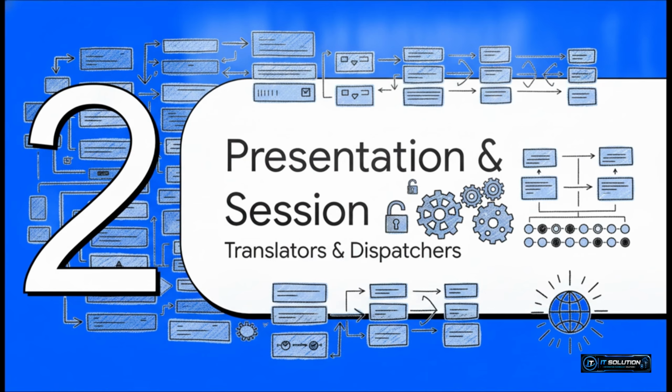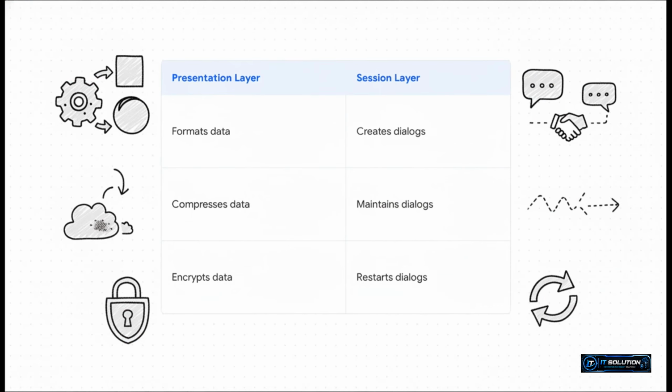Moving right along to Section 2, Presentation and Session Layers, the translators and dispatchers. Think of these layers like highly specialized departments in a massive corporate office. The presentation layer, that acts as your translator. It's in charge of formatting, compressing, and encrypting data so it's safe and totally compatible for whoever is receiving it. Meanwhile, the session layer acts as the dispatcher. It's busy creating, maintaining, and, if a connection happens to drop, restarting the dialogue between the source and destination applications.